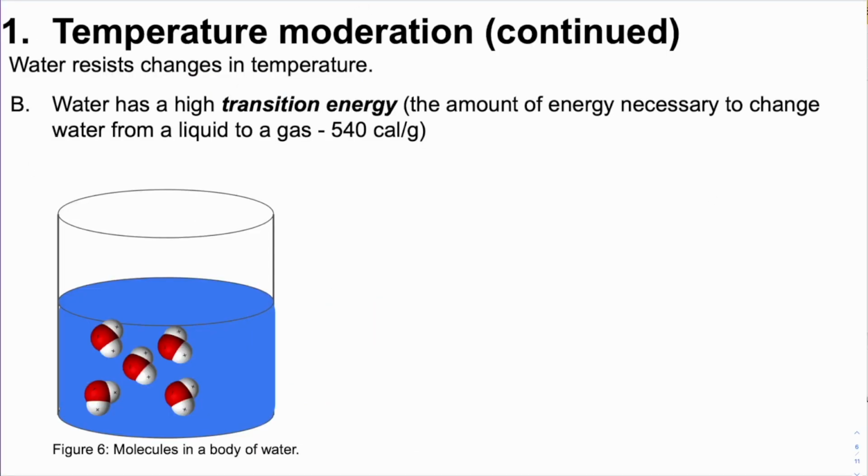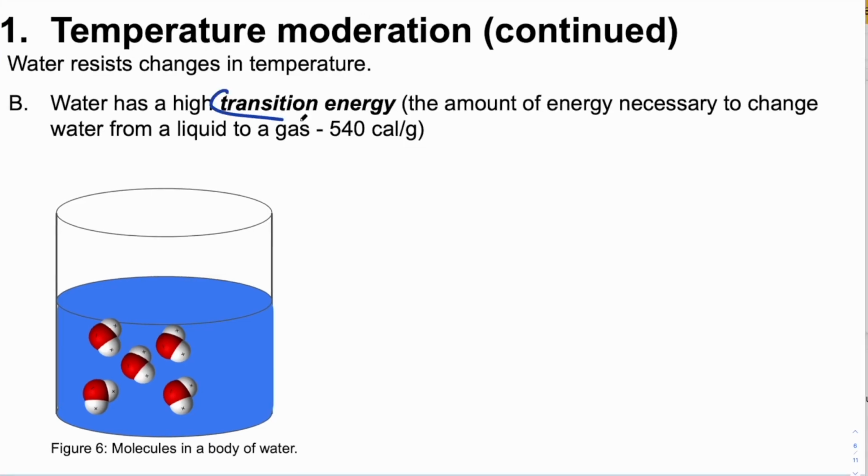Another aspect of the temperature moderating effects of water is transition energy, or evaporative cooling. Essentially, whenever water evaporates, it has a cooling effect. To understand this effect, let's consider a beaker of water. As usual, we have to consider the water at a molecular level, and I've drawn in water molecules interacting with one another. Remember that each water molecule can interact with 4 other water molecules.